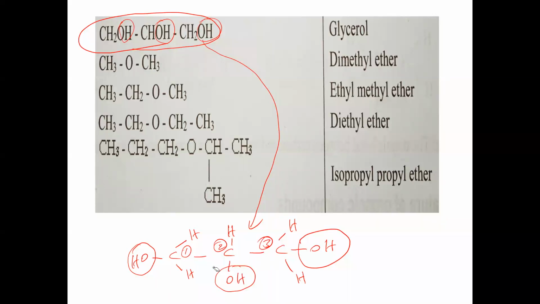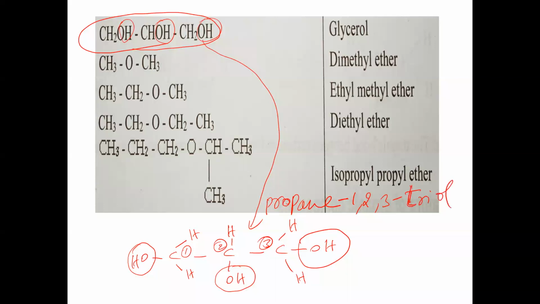Now, how many times is the same alcohol group repeated? 3 times. When the same group is repeated 3 times, we have to use ANE, ANE we have to say. How many carbons totally? 3 carbons. So 3 carbons totally indicates what? Prop. And AN we have to use here. Propane. Then where are the alcohol groups present? On the first carbon, second carbon, third carbon. So we have to say 1, 2, 3 triol.